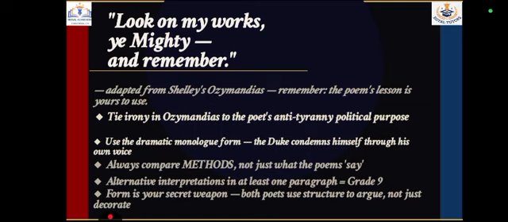Now, "Look on my works, ye mighty" and "remember." Note that this is adapted for Shelley's Ozymandias: remember, the poem's lesson is yours to use. Note the irony in Ozymandias and the poet's anti-tyranny political purpose. My Last Duchess uses the dramatic monologue form: the Duke condemns himself through his own voice. Always compare method, not just what the poem says. An alternative interpretation in at least one paragraph gives you grade 9. Then use form, which is your secret weapon. Both poets use structure to argue, not just as decoration.